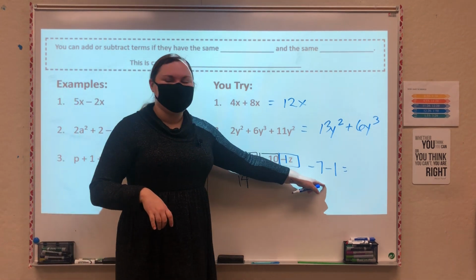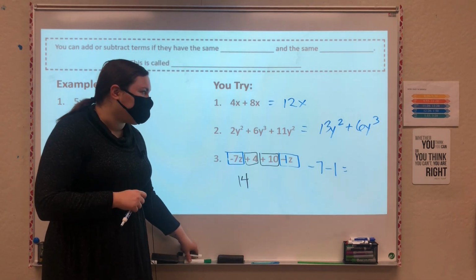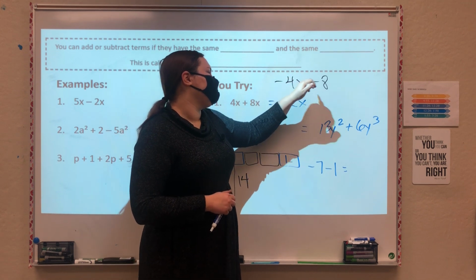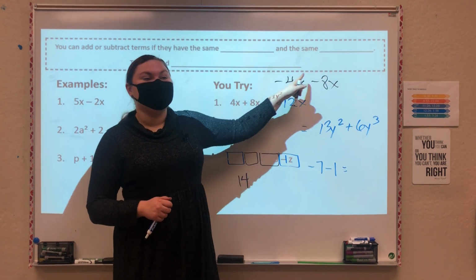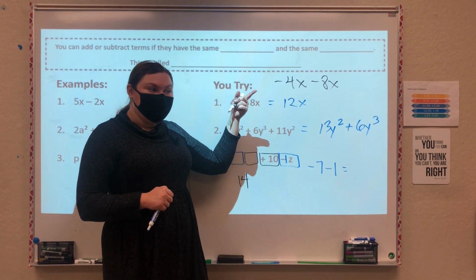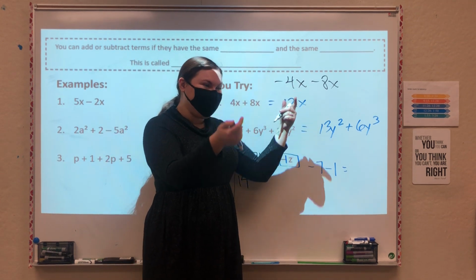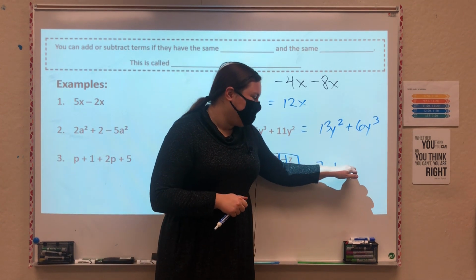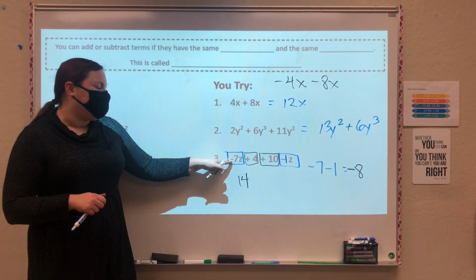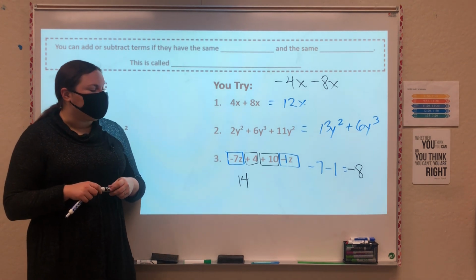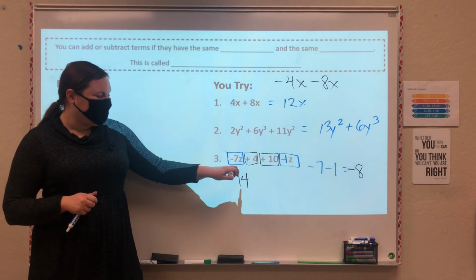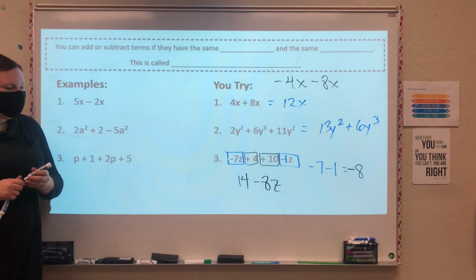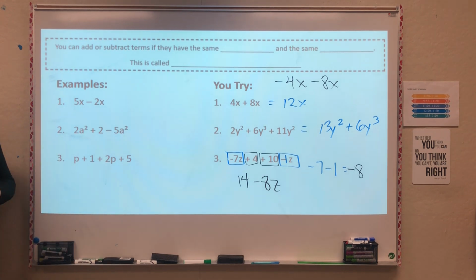This is just like that problem we looked at. Remember that bonus problem? It was negative 4x minus 8x. And we said negative 4 minus 8 is negative 12. If they're both negative, you add and keep that negative. Same idea here. Negative 7 minus 1 is negative 8. So negative 7z minus 1z is negative 8z. Is there anything else we can do for number 3?